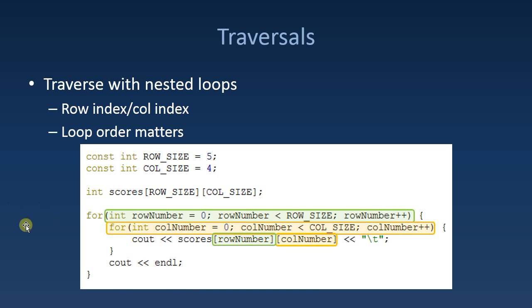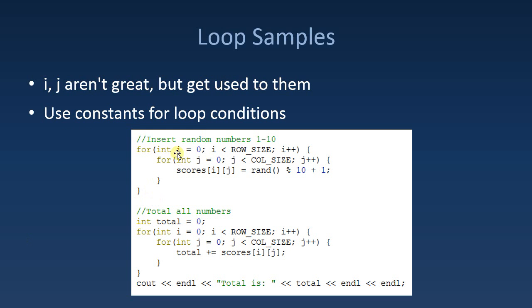I would encourage you, if you're writing something like this, to use row and column number as your counters. It makes things a lot more readable. But you will see most people just use i and j. So if you see i and j, focus on the fact that the outside loop is whatever we're using for the first index into our array. In this case, the outside loop is the rows, and whatever we're using for the second one, that's the columns.